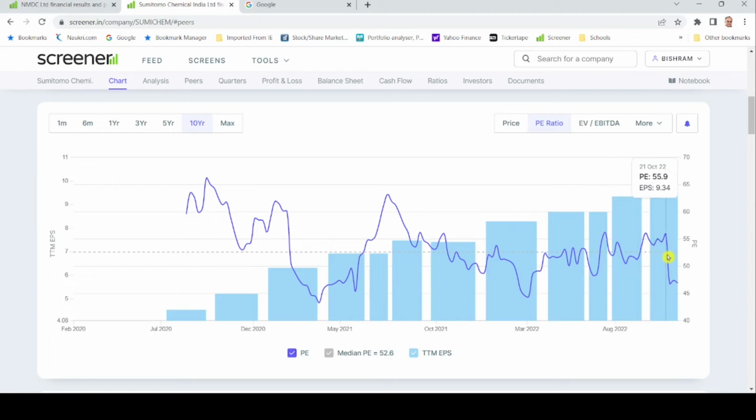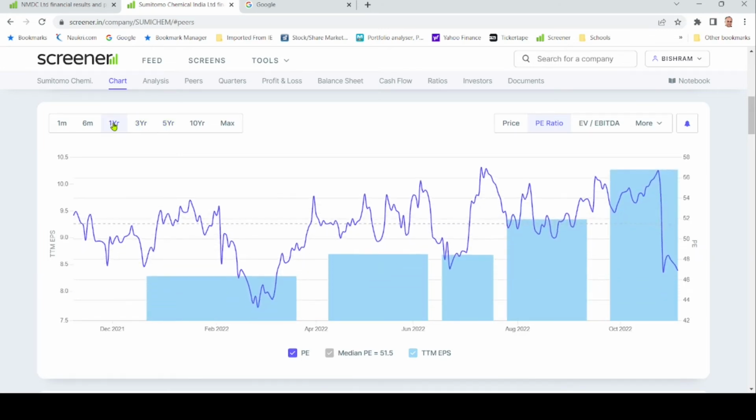Look at here. 10 years, it is quite low, so it passes, 1 point. Similarly, 5 years, quite lower than the median, another point, so 2 points. 3 years, again lower than the median, third point, and 1 year, again the same way lower than the median. This means Sumitomo Chemicals have passed our analysis on all the 4, a 4 by 4 score it has got.